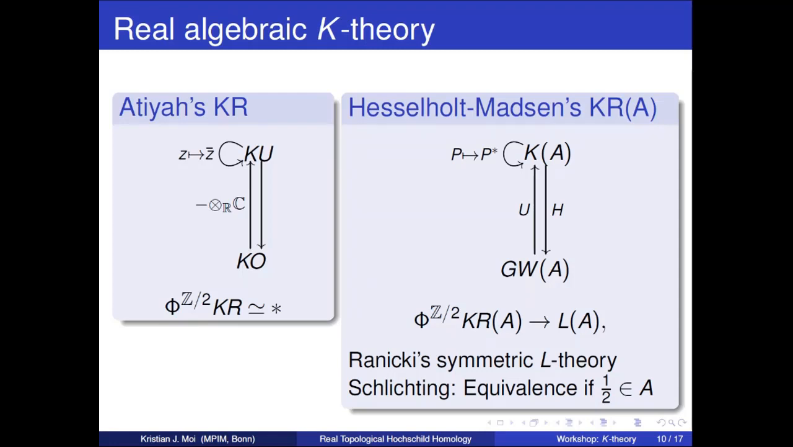That's all I'm saying. You mean Phi Z/2 of K or Phi Z/2 of KR? So here, this is Phi Z/2 of this entire thing here. So you take the K-theory and you take the homotopy orbits of that, and that maps into here, and the cofiber of that maps into L-theory. And that happens to be an equivalence if one half is in the ring. What is KR of A? So KR is this entire structure. I think it was a Z/2-equivariant spectrum as somehow this diagram with all its coherences and so on.